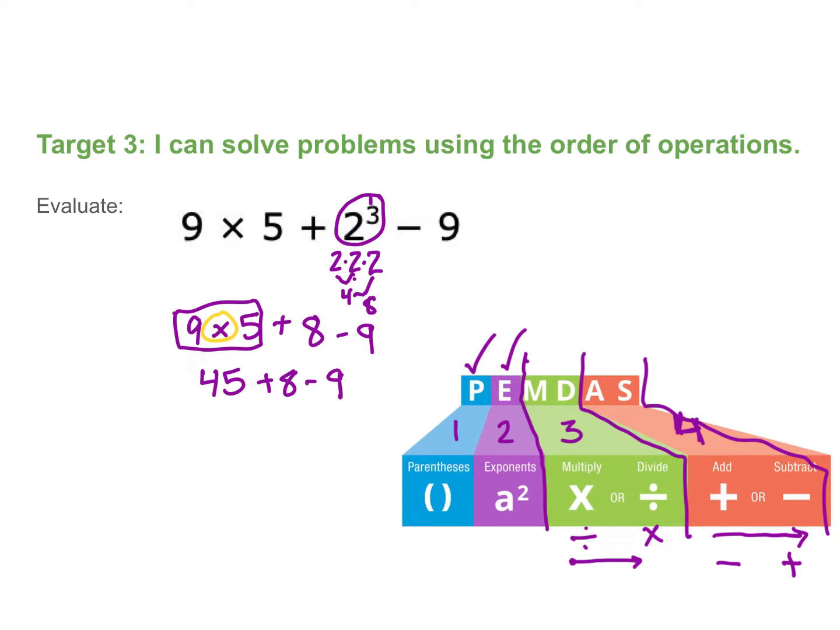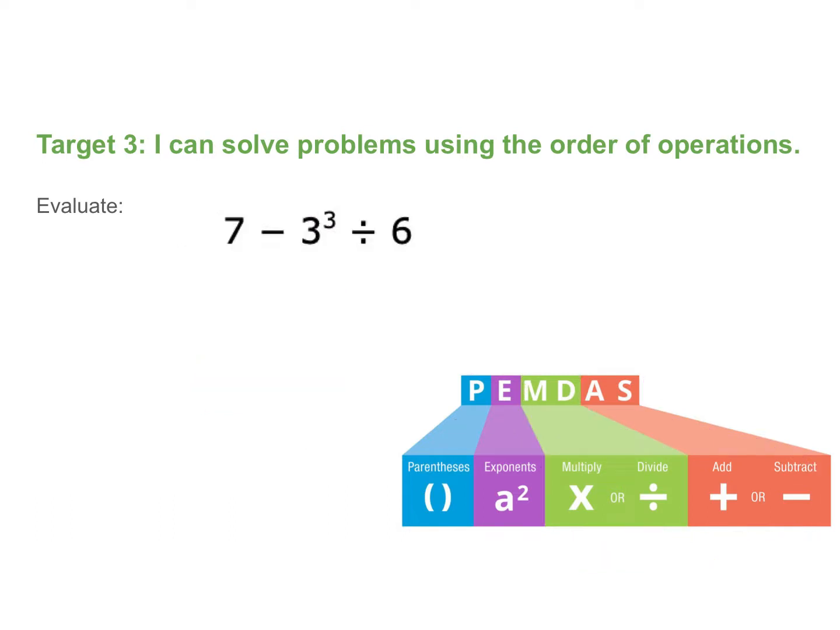Okay, and then next I have addition and subtraction. Again, I'm going to go with what comes first. So since addition comes first when I travel from left to right, I'm going to add first, and then I'm going to subtract. So when I add 45 plus 8, I get 53 minus 9 to get 44. All right. I love it when people circle their answers at the bottom so I can tell that that is their final response.